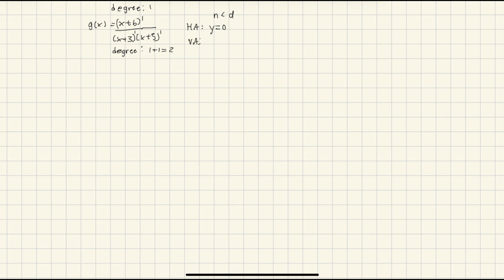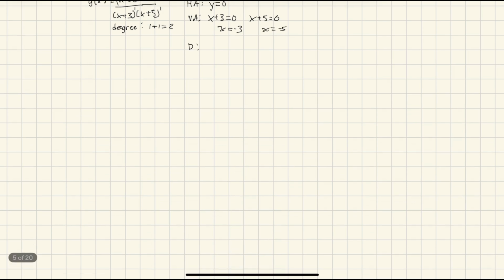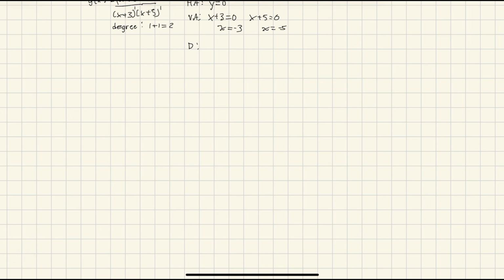And the vertical asymptote, how do you find the vertical asymptote? Well, you set each of the things in the denominator equal to 0, and you solve for x. So then you have x plus 3 equal to 0. That's going to be x is equal to negative 3. And then you have x plus 5 is equal to 0, and that's going to be x is equal to negative 5. And what is the domain? Well, we know the domain is going to be from negative infinity to negative 5, union negative 5 to negative 3, union negative 3 to infinity, because we want no vertical asymptote. So we cut the vertical asymptotes out of the domain.